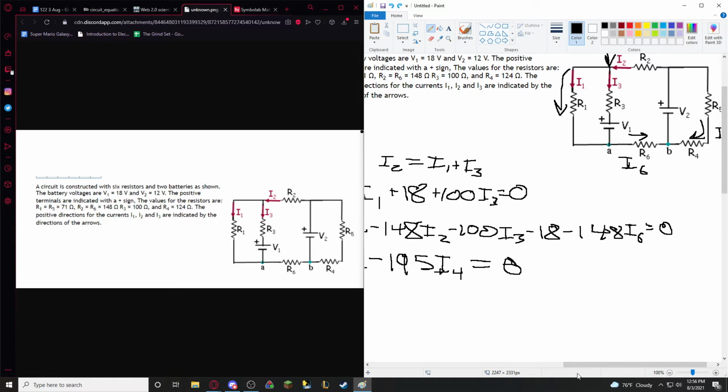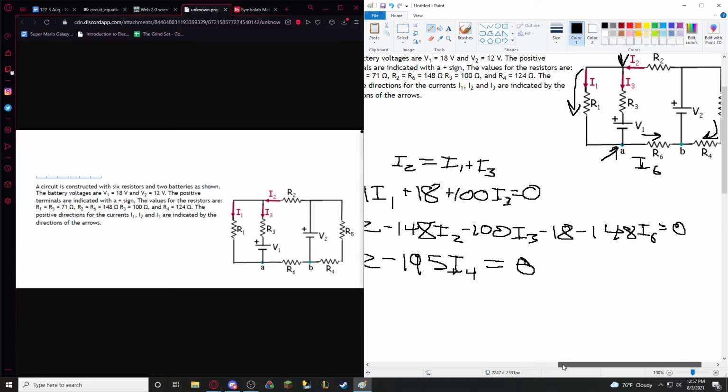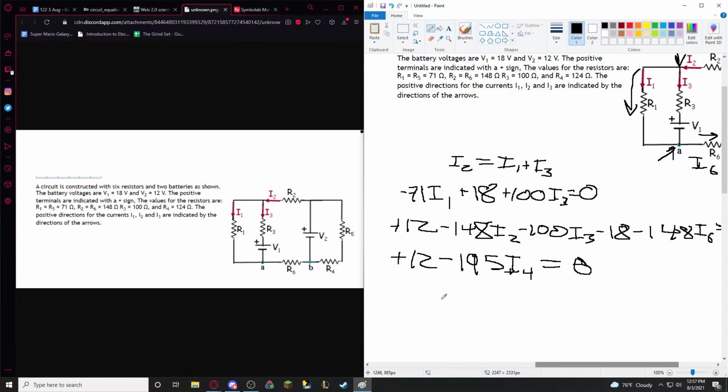So we need one more equation here in order to actually solve this. Let's use the junction law one more time. Let's say A. What's the total current going in? It's just I3 goes in there. I3 and I1. And what goes out? I6. Exactly, I6.